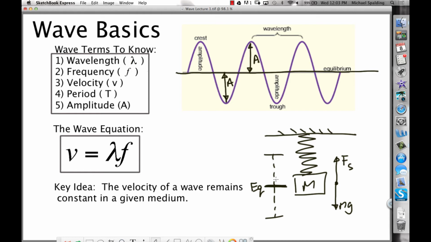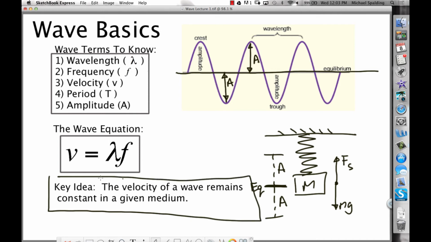Now, what do we call the maximum distance on both sides from the equilibrium? That's the amplitude of the mass on the spring, right? Amplitude is maximum distance from equilibrium. Now, final thought is this, and we're going to use this idea quite a bit. The velocity of a wave remains constant in a given medium.